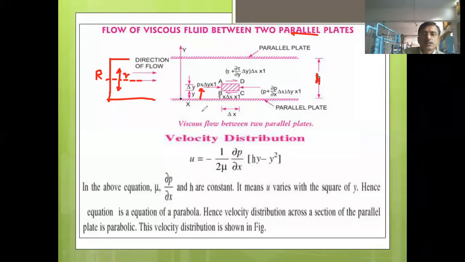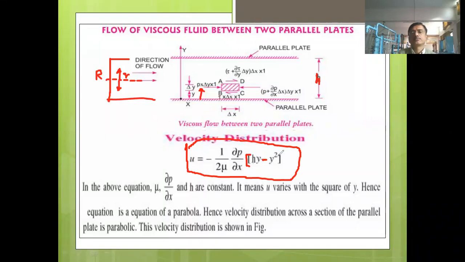Then velocity distribution can be given by this equation. You can note down this equation: u is equal to minus 1 upon 2 mu del p upon del x into h y minus y square. This expression is analogous or similar to the expression that we have derived for the pipe flow.